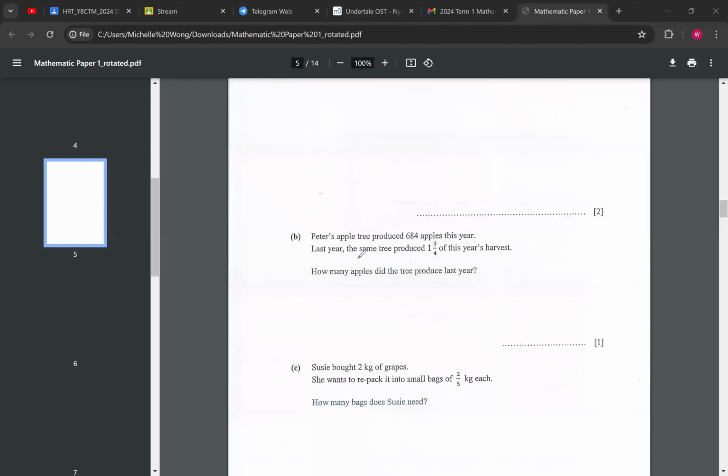B. Peter's apple tree produced 684 apples this year. Last year, the same tree produced 1,304 of the year's harvest. How many apples did the tree produce last year? So let's say this year is 684, so it'll be 684 over 1 times 1,304. You should get 1,197. So this is how many apples it produced last year.